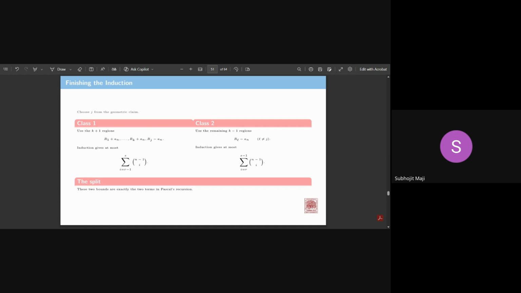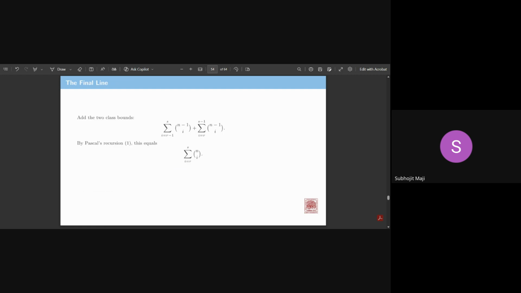So these are the exact two terms that are in the recursion, the Pascal's recursion or the binomial recursion that you get. So adding these two bounds gives you our original value. That is actually the exact summation that you get from the sum of the k largest binomial terms. So Kleitman's theorem follows.